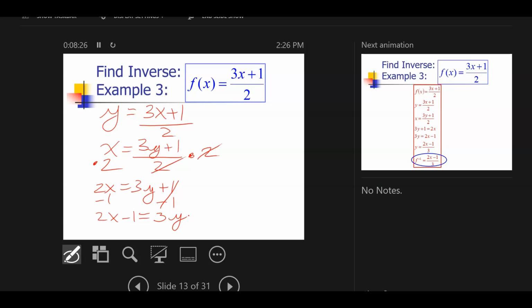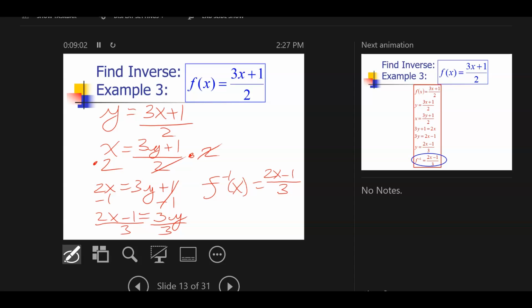Last step. How do you get rid of that 3 in front of y? Divide. It's a coefficient. It's being multiplied. So divide by 3. Big divided by 3. And your last step is to write it in function format. F inverse x equals 2x minus 1 over 3. That is it. Period. So F inverse x equals 2x minus 1 all over 3.